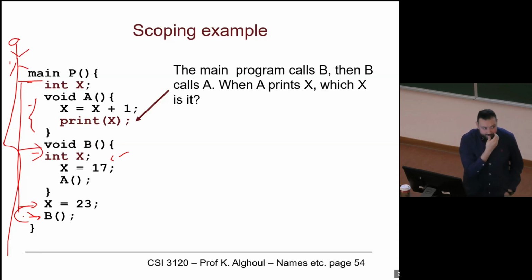Why 18? So we declare X at the start of the main, and then we set it to 23 before calling B. So okay, so we have 23. I called B, I'm here. So then we declare, I guess it's a new X. New X, which is 17. Okay.